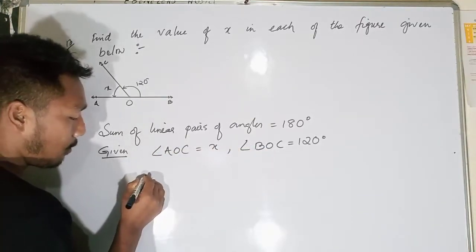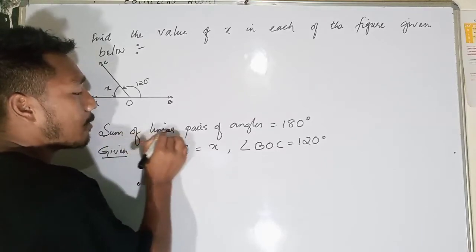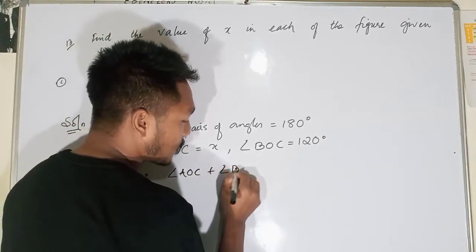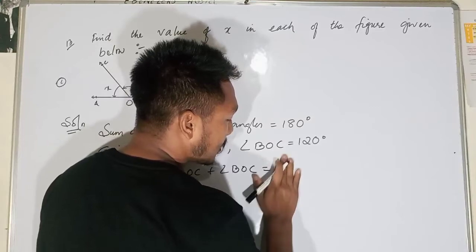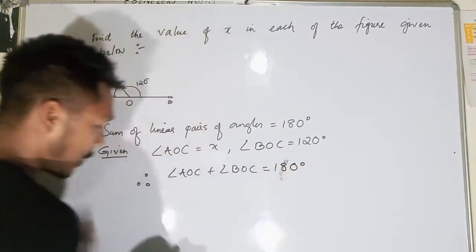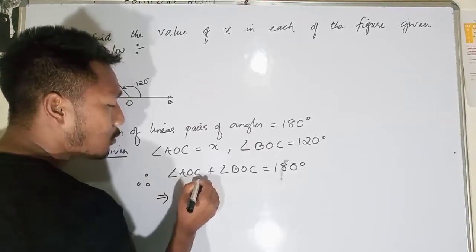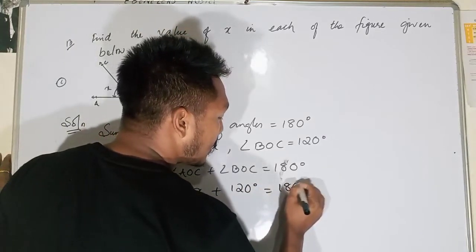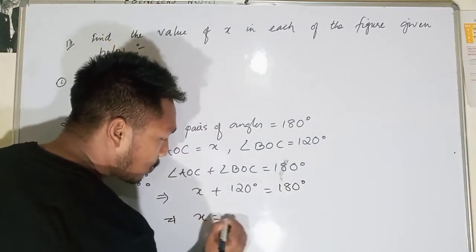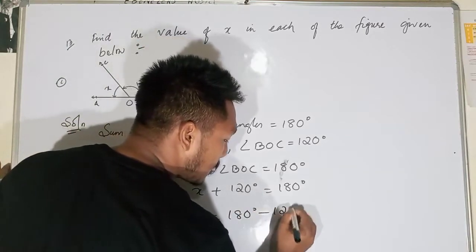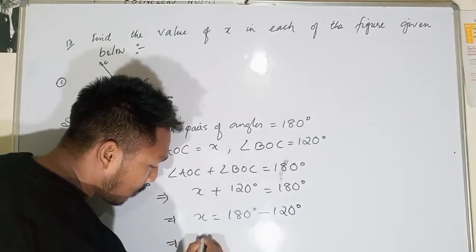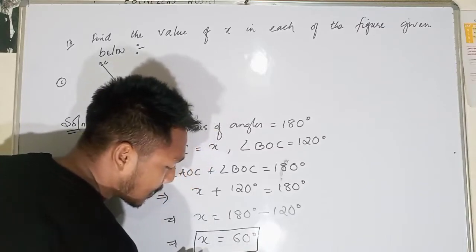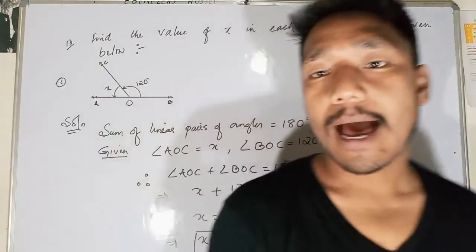Am I right? So according to this property, the sum of a linear pair of angles is always equal to 180 degrees. That means angle AOC plus angle BOC is equal to 180 degrees. AOC we know is X, and BOC we know is 120 degrees, so X plus 120 is equal to 180 degrees. Which implies X will be equal to 180 degrees minus 120 degrees. If you subtract, it becomes 60 degrees. So our answer is 60 degrees, question number 1.